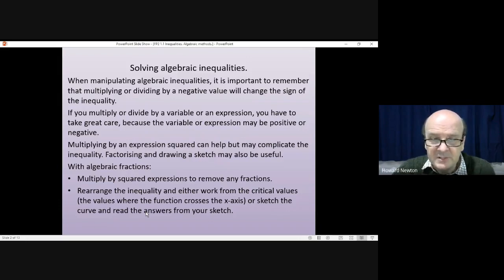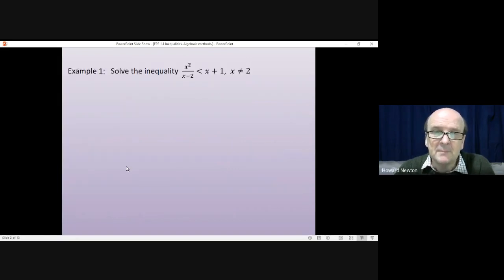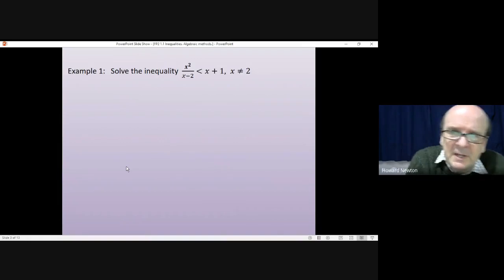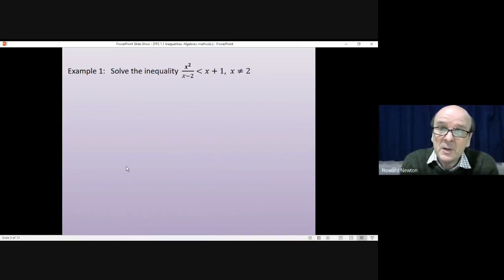The critical values are just the values where the function will cross the x-axis. These are the values that will matter when you come to write your answer. Some people sketch a curve to read the answers from the sketch. I always do that, but I'm conscious that quite a lot of people are quite happy doing these questions without ever making a sketch at all. Okay, as an example for you to have a go at yourselves first. So bearing in mind what we've just been saying, have a go at solving that inequality. Pause the video, come back to me when you're ready.